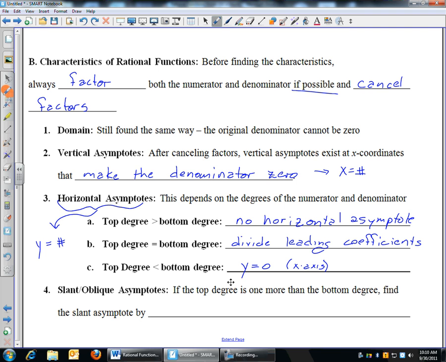A slant or an oblique asymptote, is if the top degree is 1 more than the bottom degree. So, for example, if the top degree is 3 and the bottom degree is 2, if the top is 1 more than the bottom, then you get the slant asymptote by dividing the bottom into the top. You can either do that with synthetic division. If you can't do synthetic division, you'll have to set it up with long division, which is kind of a pain. But that's how you do it. You divide the bottom into the top, and that gives you your slant or oblique asymptotes. I can't remember what our book calls it, but that's how you do it. So you divide the bottom into the top.